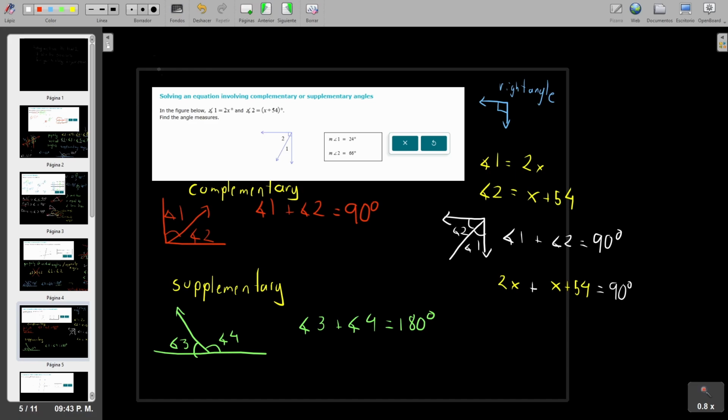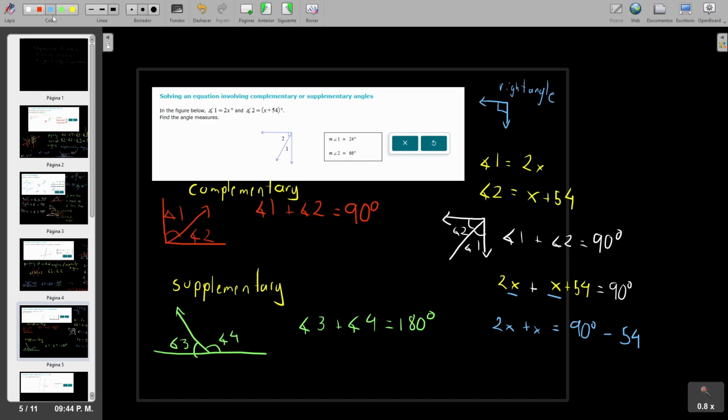You remember how to solve this? We need to put all the values with the x on one side of the equation, and the value that does not have an x goes to the other side. So in this case, it's going to be 2x plus x equals the 90 that we already have in this place, and now we put the 54 on the other side, but it goes with a minus. Why? Because of the opposite sign. Its opposite is a subtraction. In this case, minus 54.